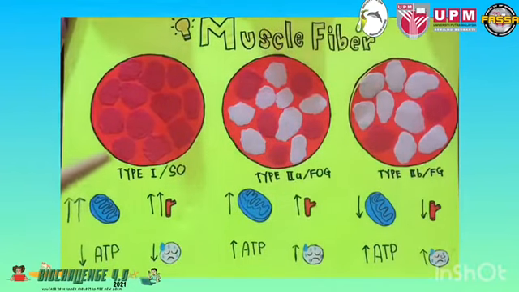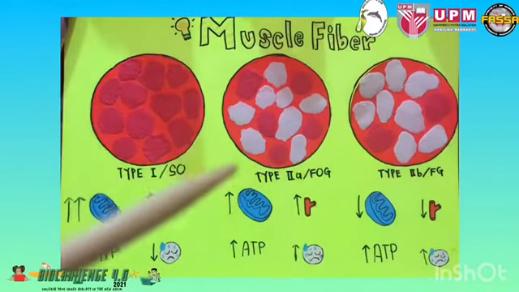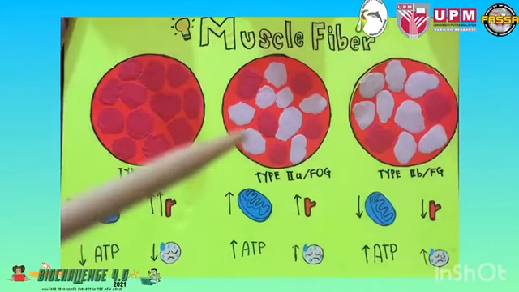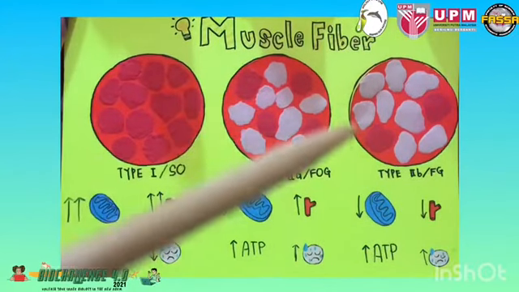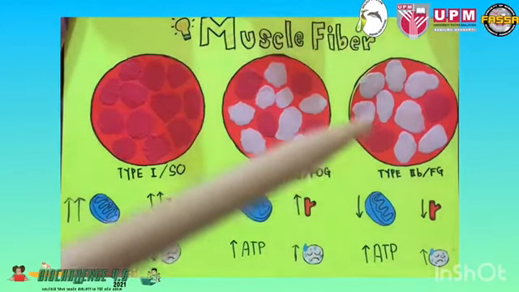Type 1 muscle fibers can be found in neck muscle. Type 2A fibers can be found in leg muscle, and type 2B muscle can be found in arm muscles.